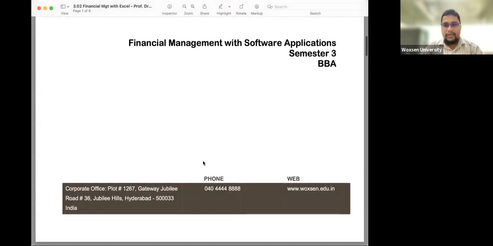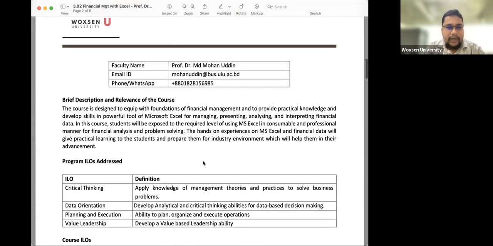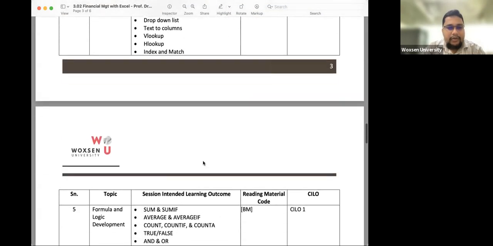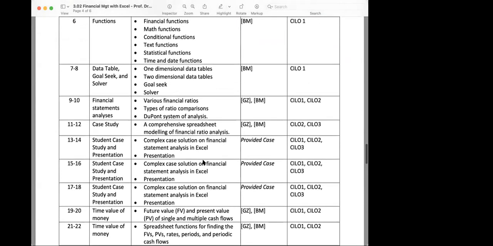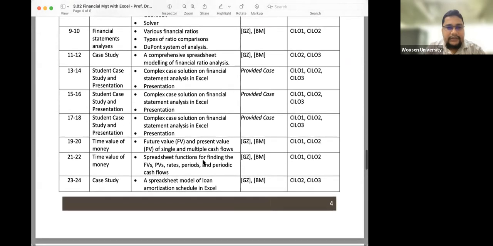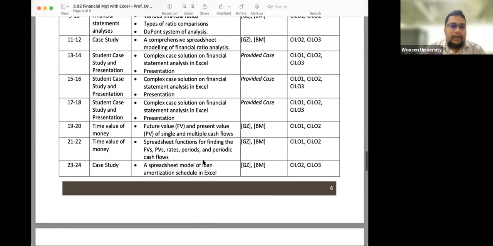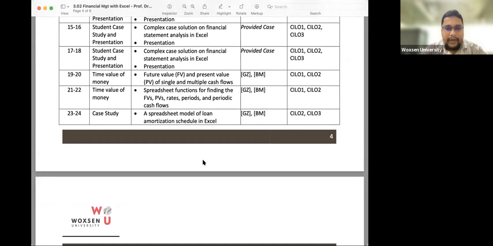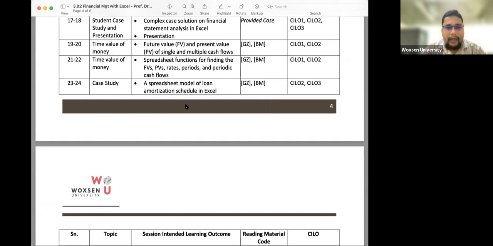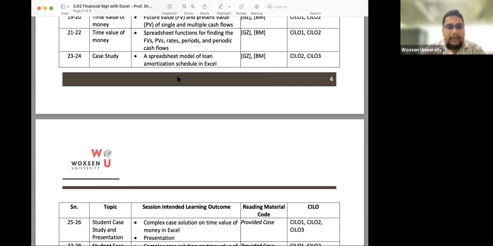So actually in the syllabus file, if we look at where we are, we have already done all these things: formula, function, data table, financial statement analysis. We have also done the case study. Then we have also discussed the time value of money, right? So we have discussed the future value, present value, single and multiple cash flow. We have also done spreadsheet functions for finding the future value, present value, rate, periodic cash flow. And also we have done the spreadsheet model of a loan amortization schedule. Do you remember?